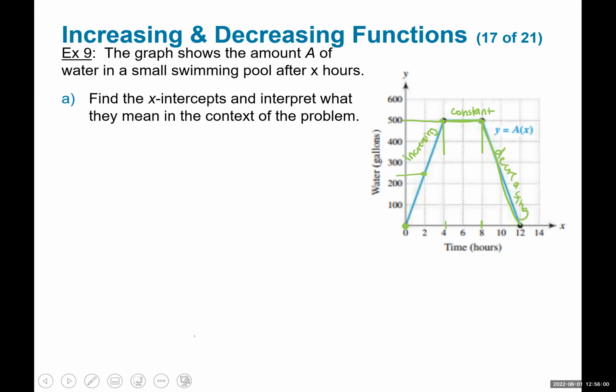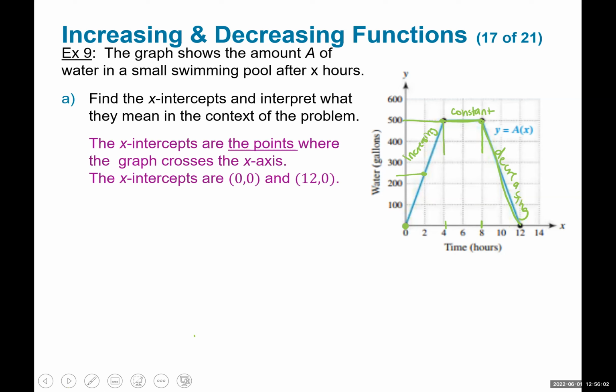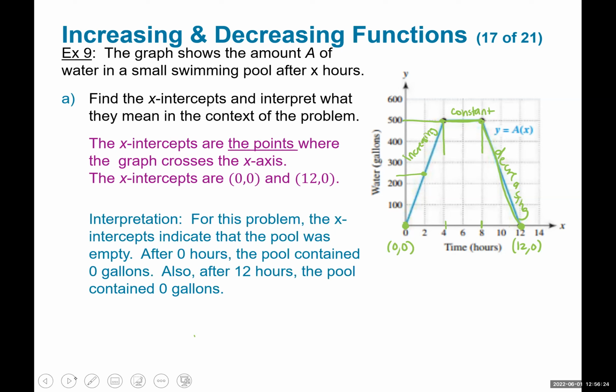Okay. Let's see what the question is asking. Find the x-intercept and interpret what they mean. So these are the x-intercepts. That's where it crosses the x-axis. So we got (0, 0) and (12, 0). That basically means at 0 hours, there was no water in the pool. And after 12 hours, there was again no water in the pool. The water had been drained all out already. So that's that.